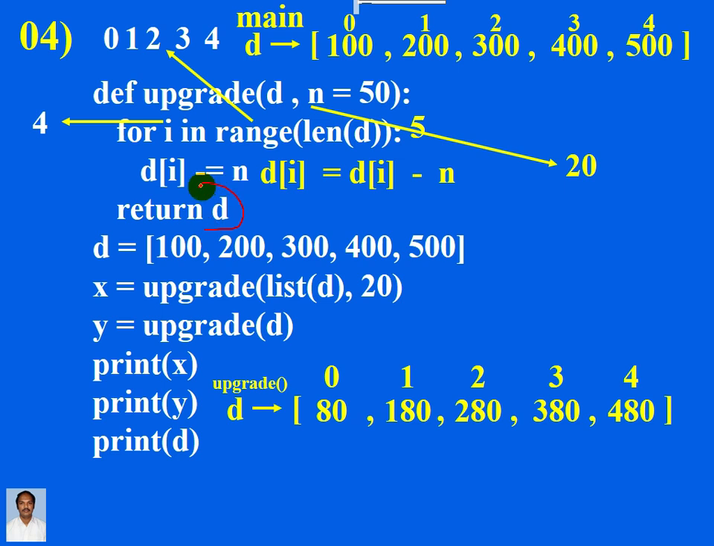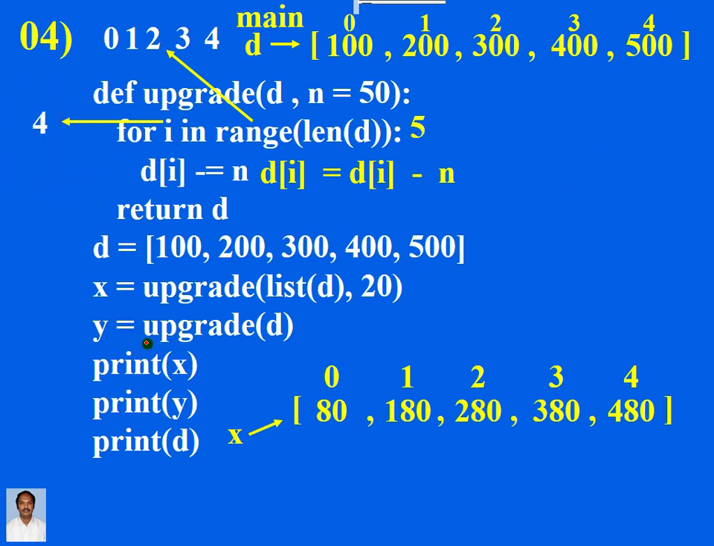Now here return d, which means this d is returned as the answer. To where is it returned? To the point from where it was called, and your x is pointing to this d. Now when the control comes back here, local variables do not exist. So this d does not exist, this name does not exist, this n does not exist, and this variable i does not exist. So let me cancel this name, let me cancel n, and this i does not exist.